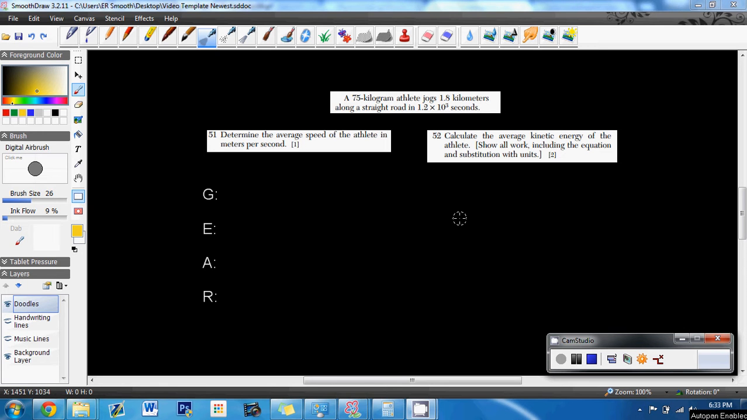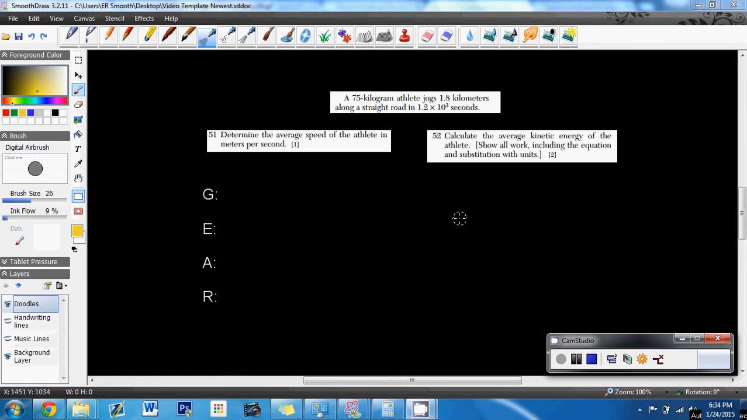Okay, guys, so I am here with a Regents question that you might get in your Physics Regents. This question is from the Regents, January 2008. So let's get started. The question says a 75-kilogram athlete jogs 1.8 kilometers along a straight road in 1.2 times 10 to the third power seconds.